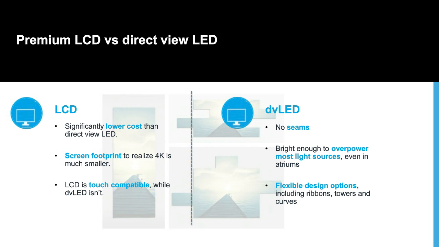So let's talk about LED. As we said before, there are no seams, so you can get this giant canvas where there's no grid lines or anything bisecting it. It's bright enough as a standard product to overpower most light sources. So you could put it in an atrium without worrying about getting high bright displays, or needing to tint the windows or whatever. It's going to cut through that.